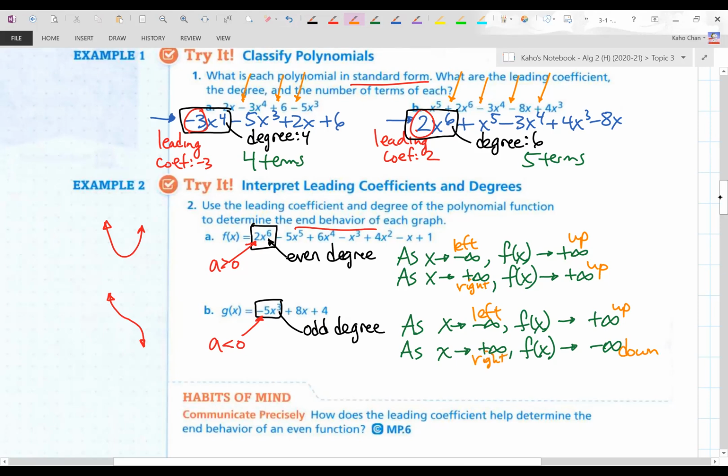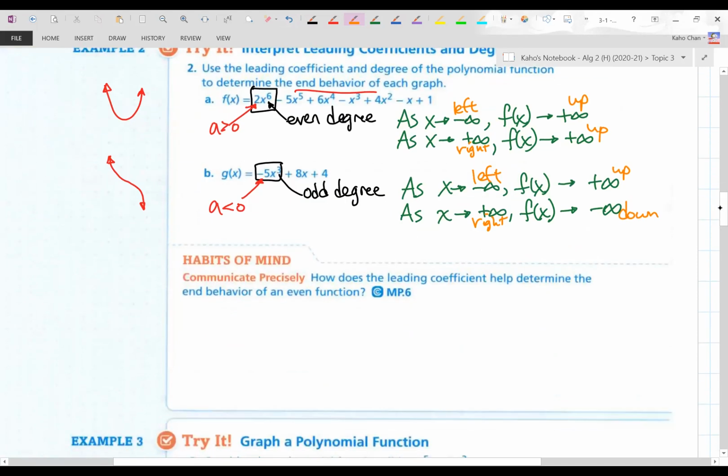Pretty easy, hopefully. Habits of mind question: how does the leading coefficient help determine the end behavior of an even function? We know even functions look like this. If your leading coefficient is positive, and it gets vertically reflected if your leading coefficient is negative. So that's all. It's a difference between positive and negative leading coefficients. If it's negative, it's a reflection.